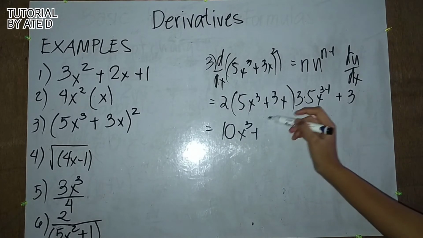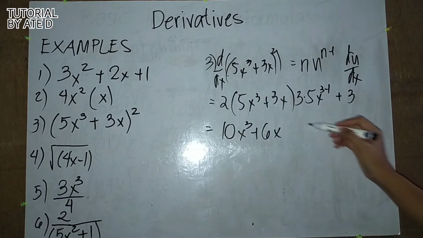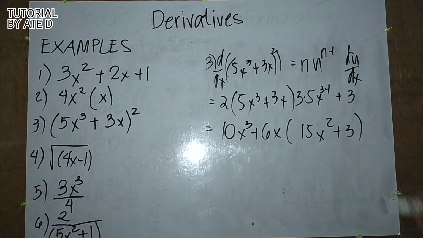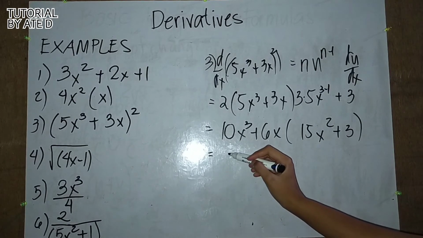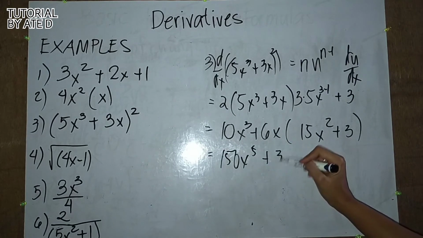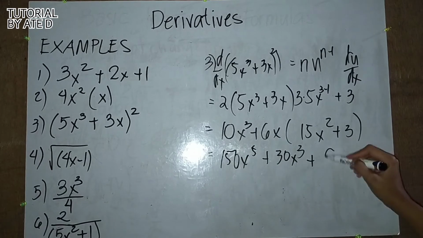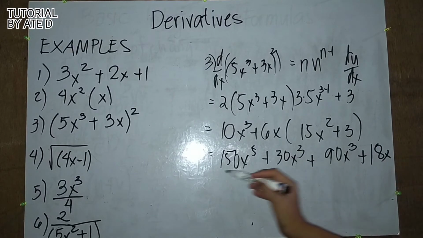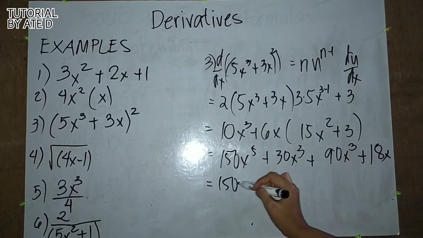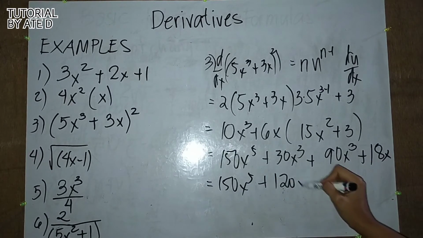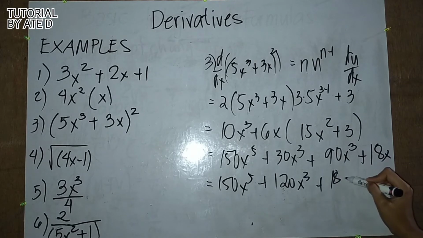10x cubed plus 6x. Tapos, 15x squared plus 3. Ayan. Pwede ba din natin siyang i-distribute? So, 150x to the 5th power plus 30x cubed plus 90x cubed plus 18x. Combine like terms. 150x to the 5th power. 30 plus 90 is equal to 120x cubed plus 18x.